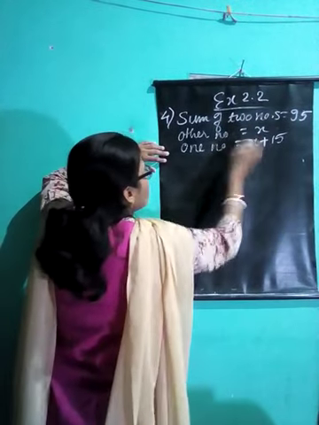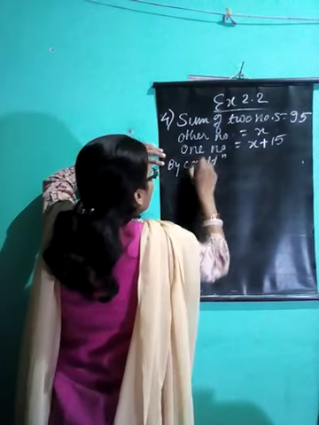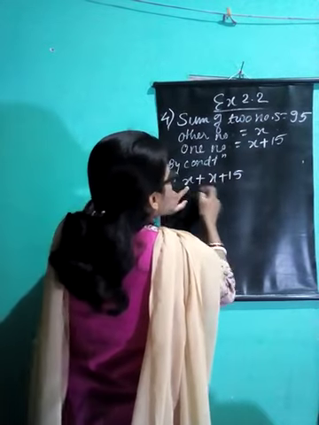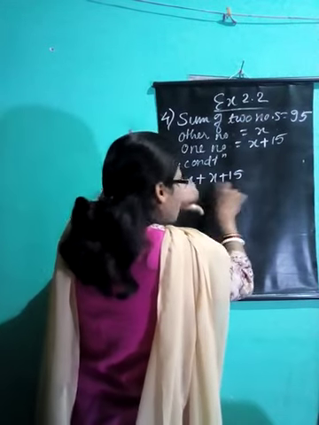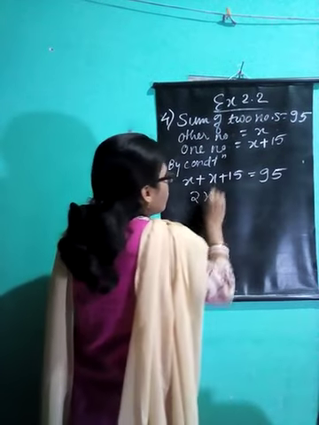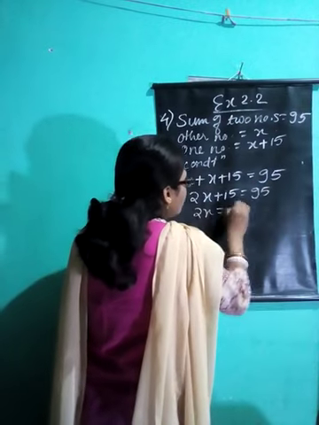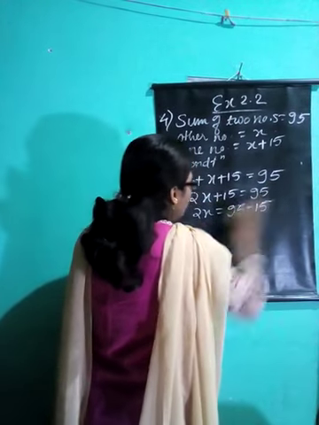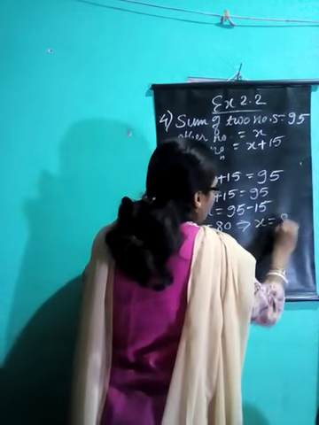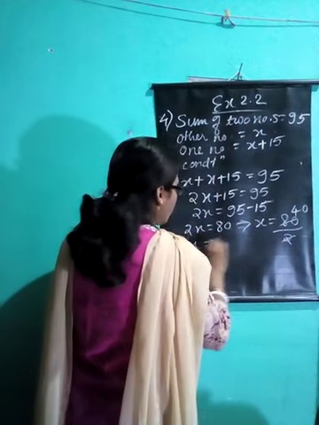Now the sum of these two numbers. By condition you have the equation: one number is x plus 15 and the other is x. Adding these two you get 95. 2x plus 15 is equal to 95. 2x is equal to 95 minus 15. You get 2x is equal to 80. This implies x is equal to 80 divided by 2, that is 40. Therefore, x is equal to 40.